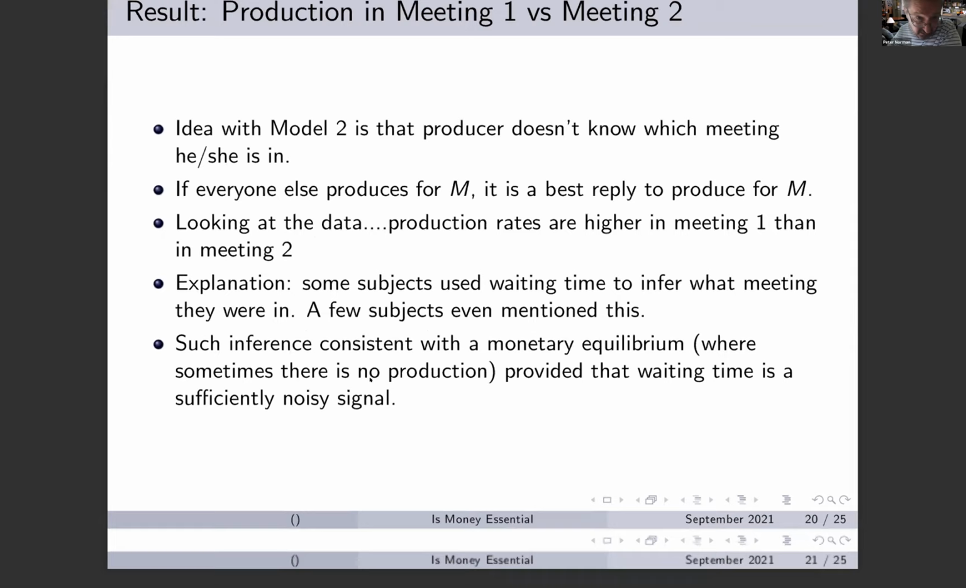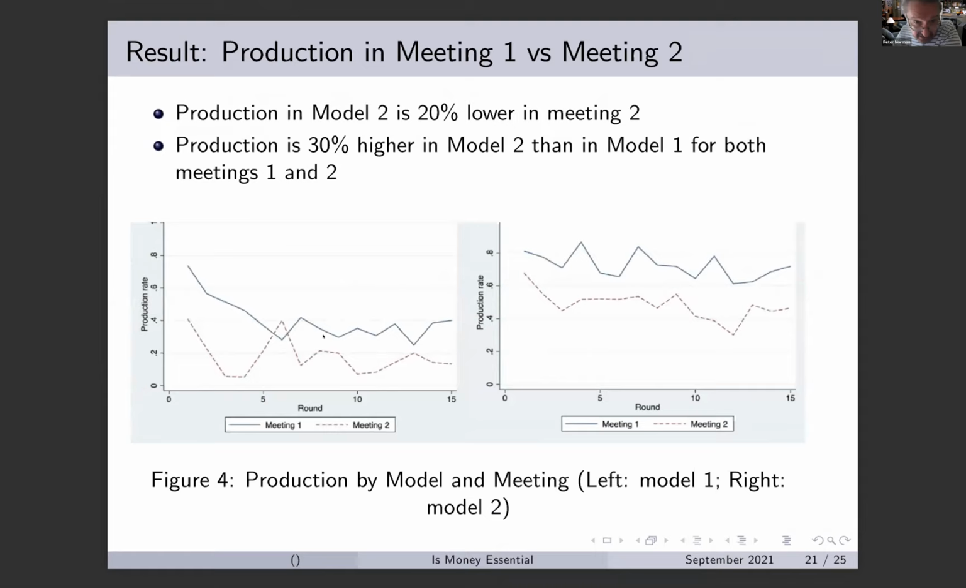So this is just showing you how the difference between the production in the two meetings in model two are here on the right. And then in model one, it's not such a surprise because previous experiments have found that even though you should go to zero in both meeting one and meeting two, at least in meeting one you can hope for an idiot following the guy in meeting two. So this is consistent with what people are finding in other experiments.